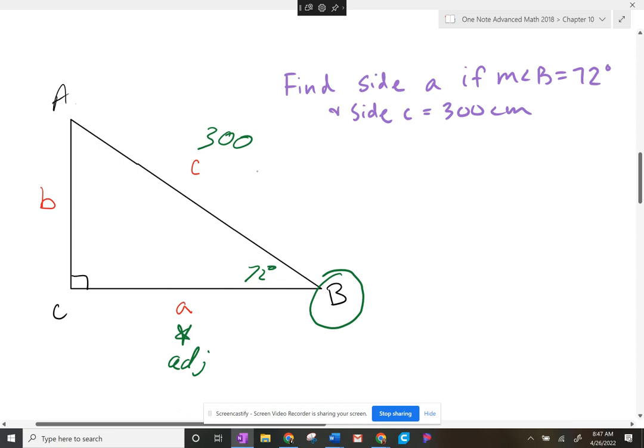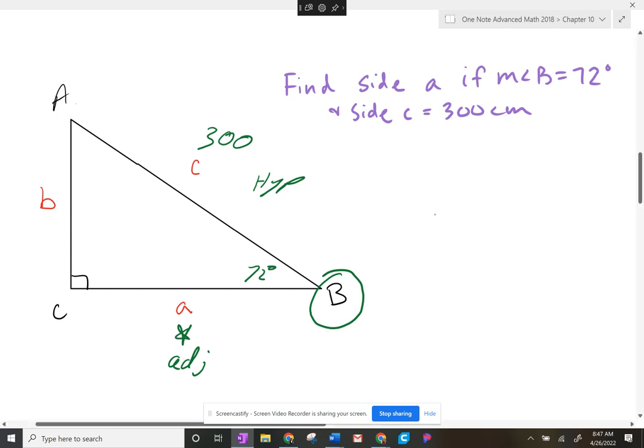This 300, what's another name for that one? Hypotenuse. So looking on your note cards, looking on the board up here if you need to, which one uses adjacent and hypotenuse? Perfect. Cosine uses, so it's going to be cosine of the angle equals adjacent over the hypotenuse.